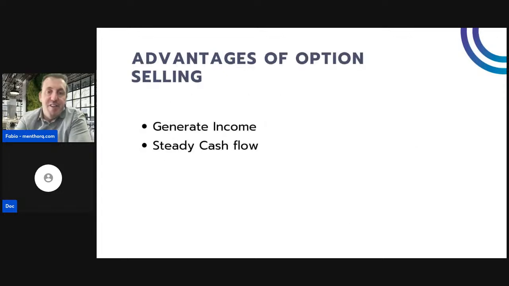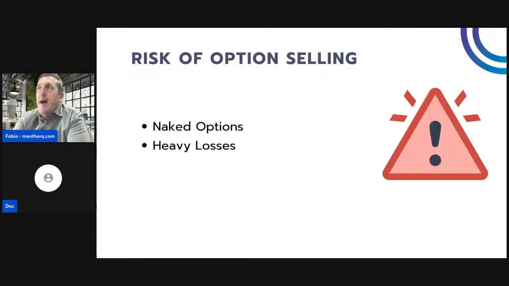What is the advantage of selling options? First, it generates income, potentially a steady cash flow. Doc is going to go into more details about his strategies. It's all about selling, all about premium. But what is the risk of selling options? Obviously, there's a lot of risk. If you sell call options naked, your potential risk is unlimited. If you sell a put option and the price drops, you could incur heavy losses.